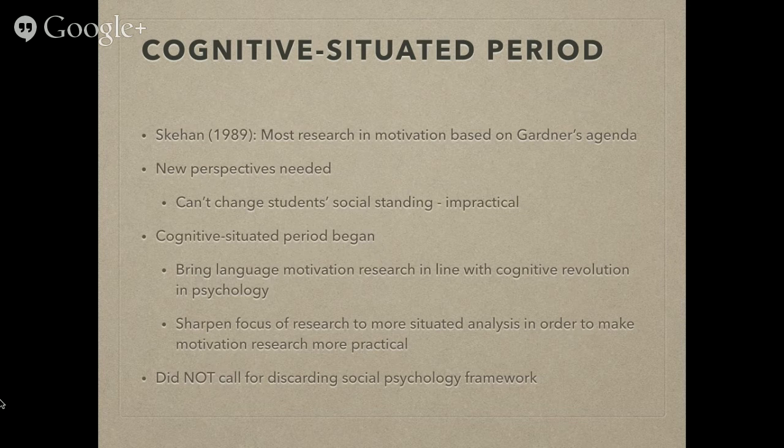Okay, so it's important to know here that it did not call for completely discarding the social psychology frameworks that had been developed by Gardner. Everybody thinks that Gardner's theory is great, and it makes a lot of sense. But the idea here was we needed to broaden and expand the framework. So we needed to actually include more of this stuff from the cognitive revolution. So, for instance, expectancy value theory, self-determination theory, all those things that we talked about last week needed to be brought into this as well.